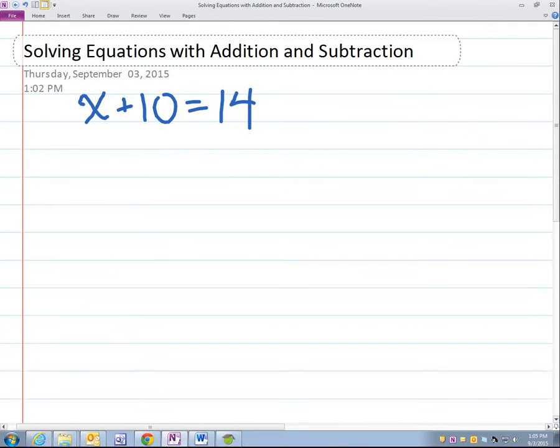So, Burke, do you know what it is? No. What is it? 4? How did you do that? You did 14 subtracted by 10, okay? How many of you did 14 minus 10 in your head?